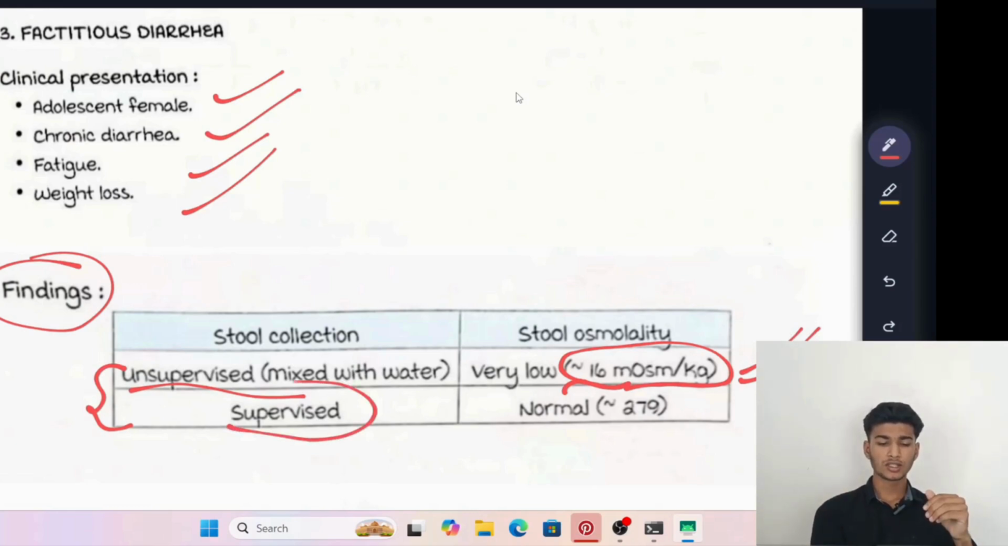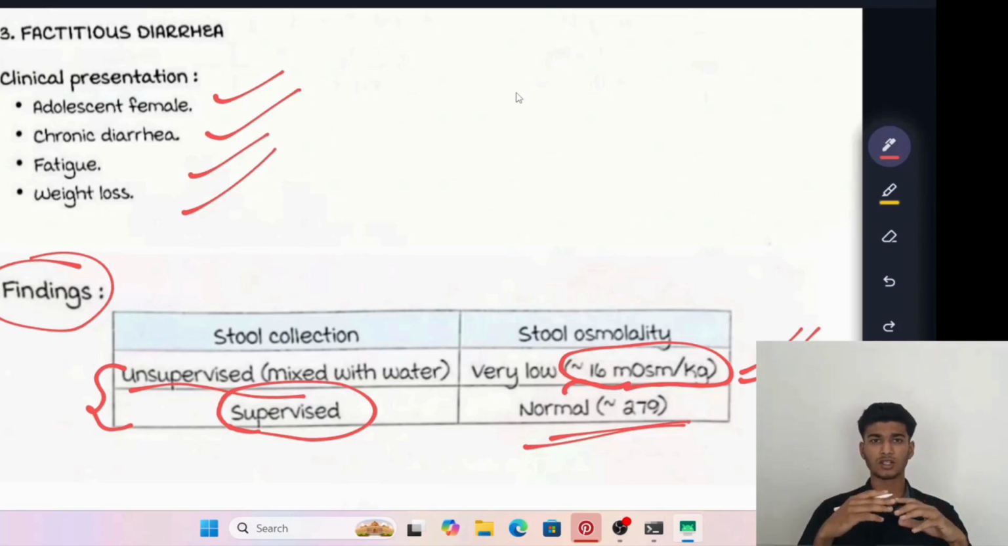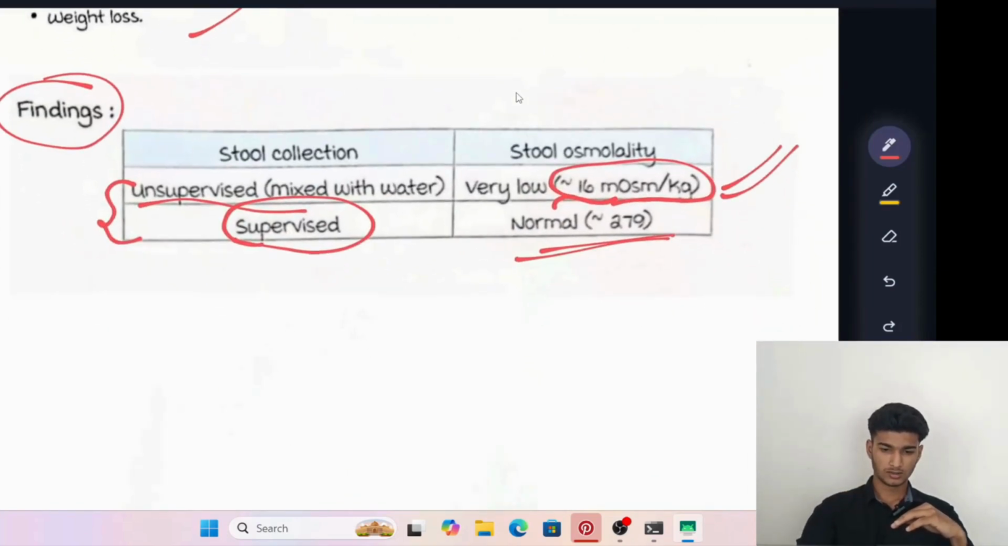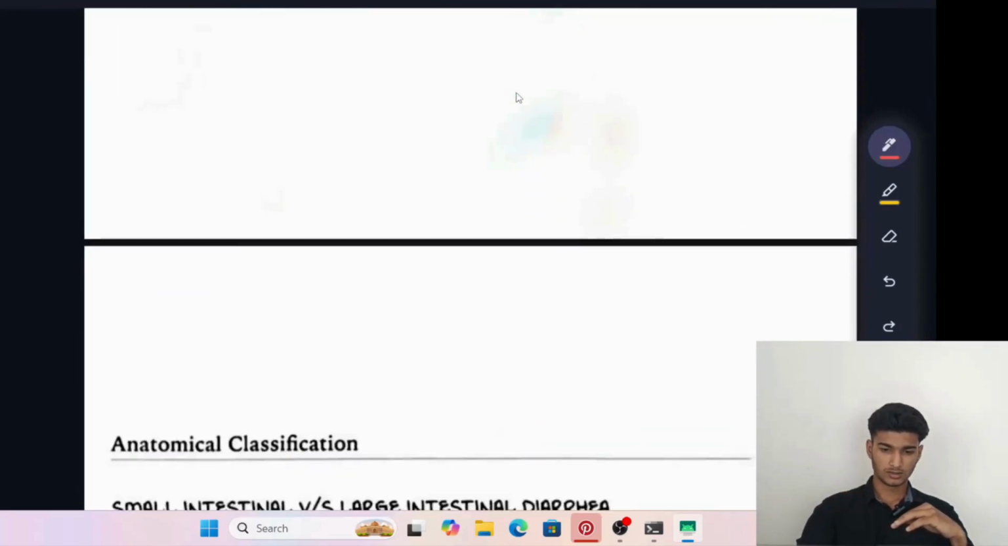But when you do this supervised stool sample taking, the osmolarity suddenly becomes normal. It will be like 270 to 290 milliosmol per kg. Then you can say that, okay, it is a factitious diarrhea. They might be pretending, or they might have some neurological disorder, that they are not ill but they think they are ill, and they make the findings fluctuate in such a way that you also will think that they might be ill, but we are doctors.